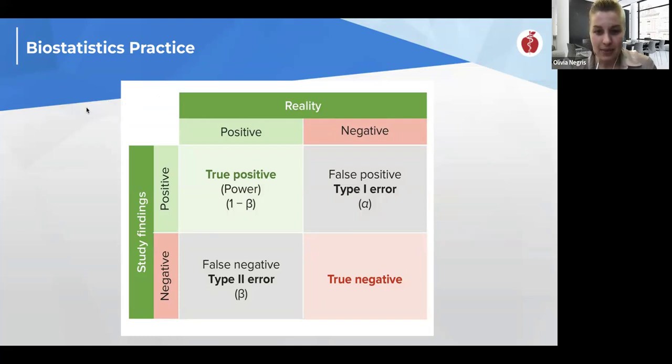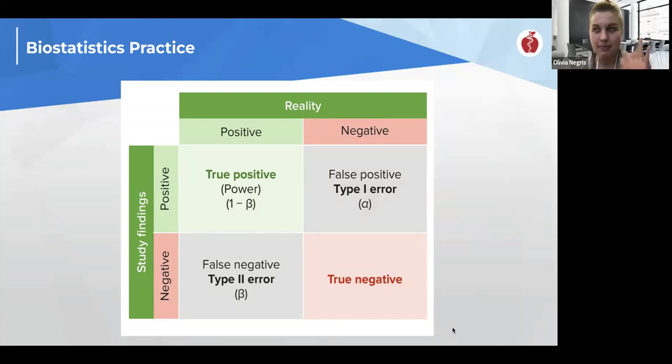Power is not specifically listed on here, but power can be derived by doing 1 minus beta. Sorry, I added a parenthesis in there. Power is 1 minus this beta, or 1 minus this type 2 error value. So you'll see this concept come up as well.